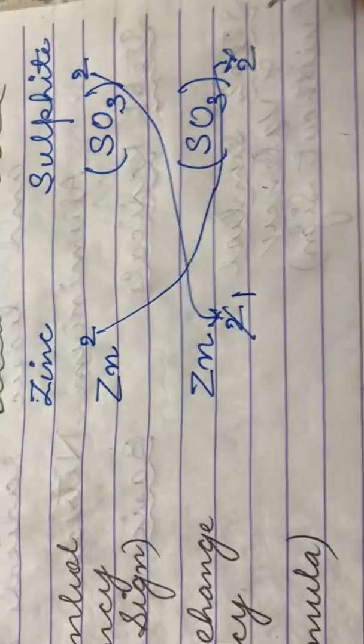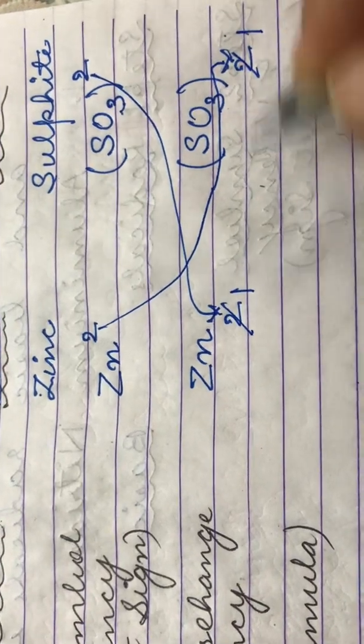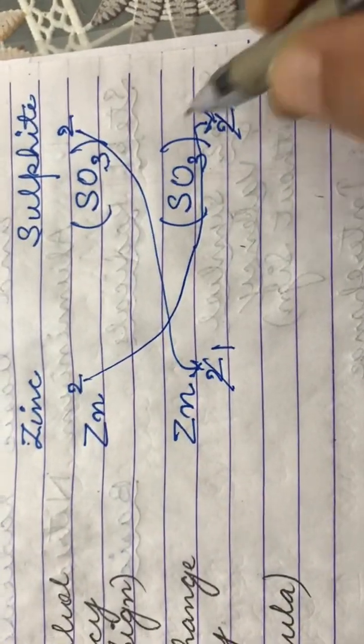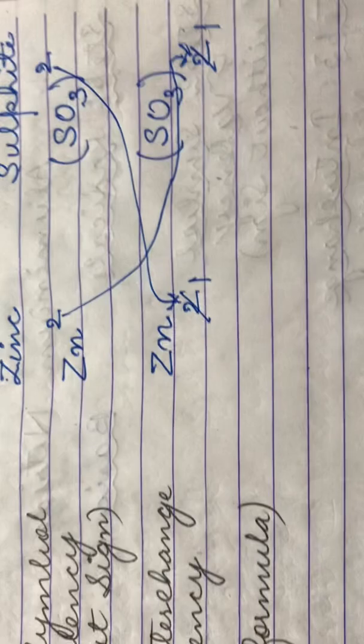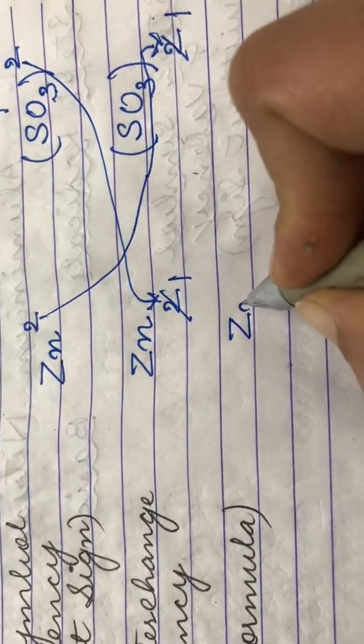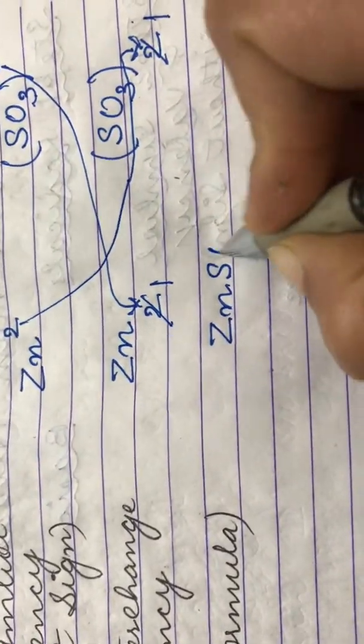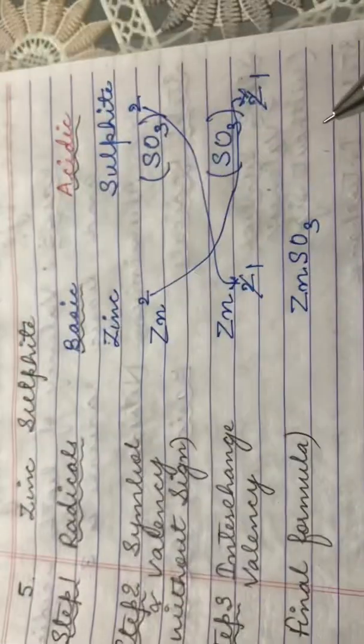Now both 2 and 2 get cancelled. Only the valencies get cancelled. Make sure you do not make any changes to the formula. And in the final answer, the formula becomes ZnSO3. This is the formula of zinc sulfite.